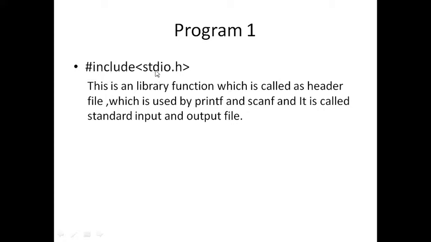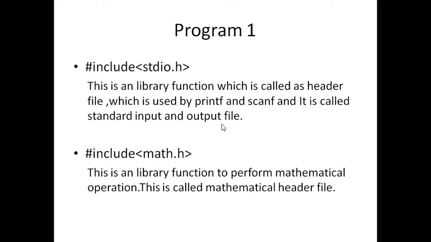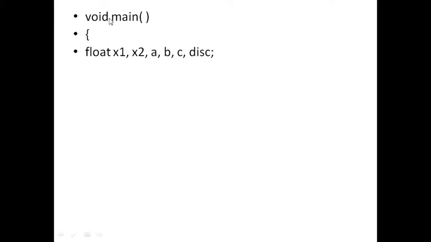So hash include stdio.h is a library header file, which is used for printf and scanf, and it is called the standard input-output file. Now math.h is the library header file to perform mathematical operations, called the mathematical header file. And now void main and float x1, x2, a, b, c and disk.